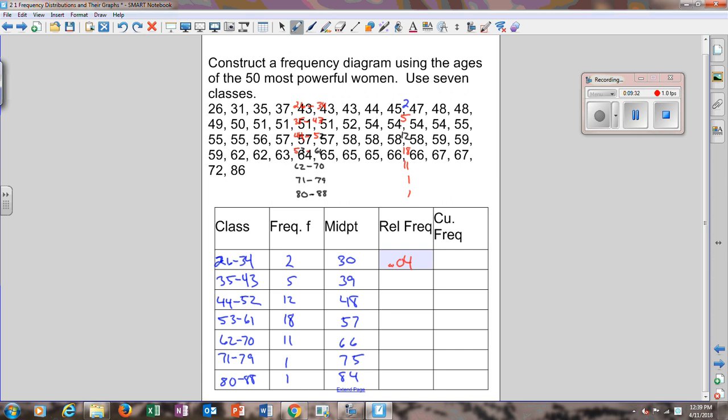Then 5 divided by 50 gives you 0.1. And 12 divided by 50, 0.24. 18 divided by 50, 0.36. 11 divided by 50, 0.22. 1 divided by 50 is 0.02. So these last two would be 0.02.